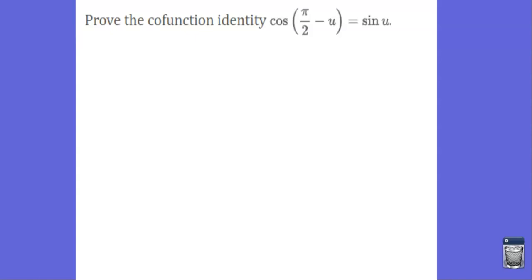And as I said earlier, we normally start with one of the sides, and we're going to prove it equal to the other side. We normally start with the more complicated side, so we're going to start with this. And again, if you go back to the difference of cosine angles, you're going to use that fact, and then we're going to prove that that's the sine of theta, or of u.